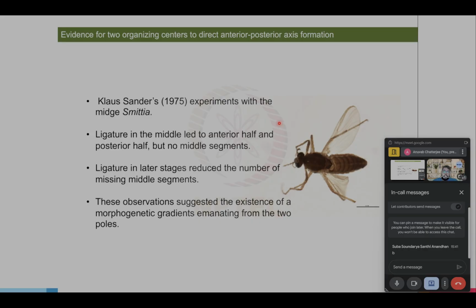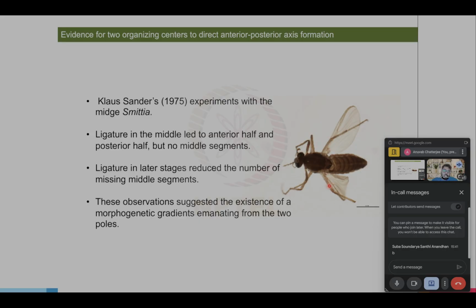So by this time, people were still trying to figure out how exactly the body plan is established in insects. There is this scientist, Klaus Sander, who instead of working with Drosophila was working with another segmented insect known as Smittia. So what he did is that he took the embryo of this particular insect and tied a ligature, which is essentially a string, in the middle of the entire embryo, so essentially somewhere here in the embryo.